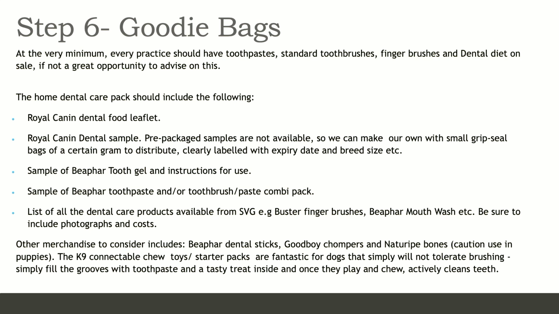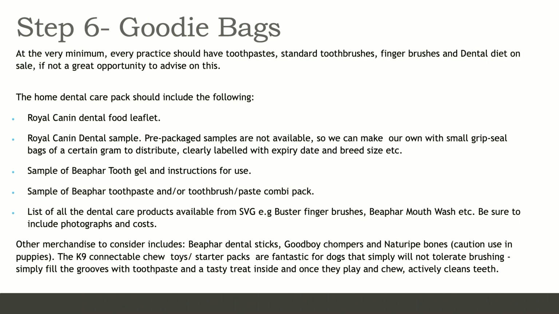So the home dental care pack should include the following: at least a dental food leaflet, so giving information. If you can, give a dental sample. You can give pre-packaged samples yourselves if they're not available commercially. You can make them with a small grip seal bag, take a few dental kibble out from another bag to distribute, clearly labeled with the expiry date and breed size, etc., so it's not left in their homes for too long and they give it when it's expired.